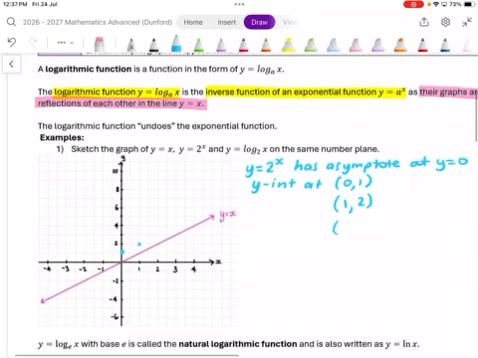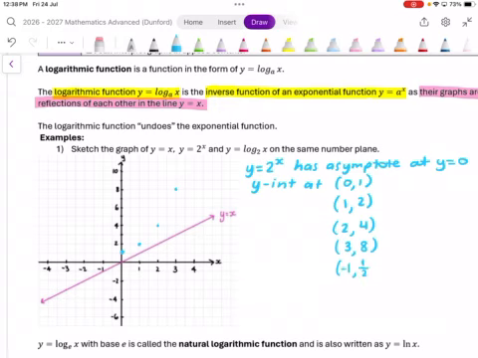When we have x equals 2, we get y equals 4. When we have x equals 3, we get y equals 8. And if we were to do 4, that would be 16, but 16 is off our graph. The other value that we're going to look at is what happens at x equals -1. At -1, it is a half. So 2 to the power of -1 is a half.